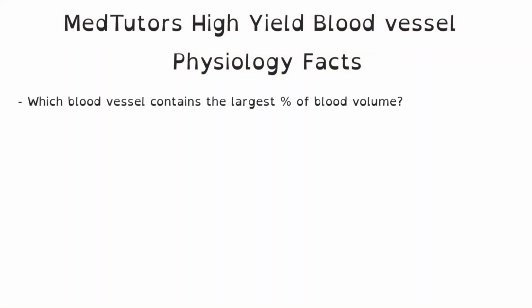Which blood vessel contains the largest percentage of blood volume? The veins are going to contain the largest percentage of blood volume. This is because the veins are going to have the highest capacitance, which means they have the ability to store more blood. The small veins and large veins can accommodate 20 times more blood than resistance vessels.